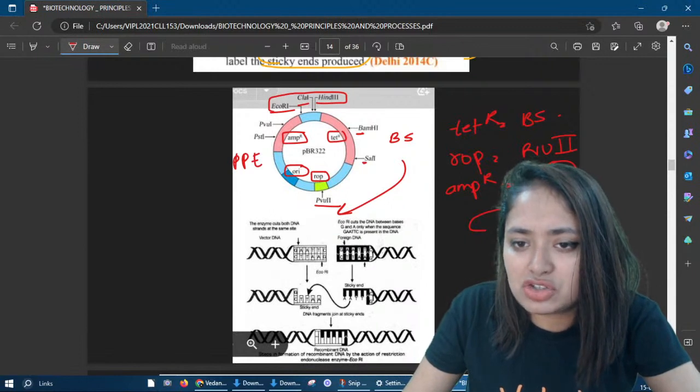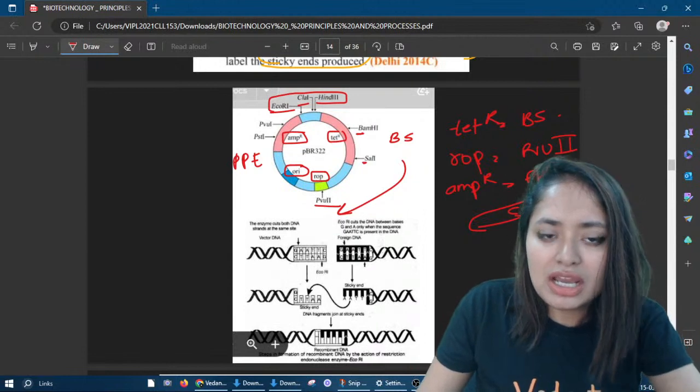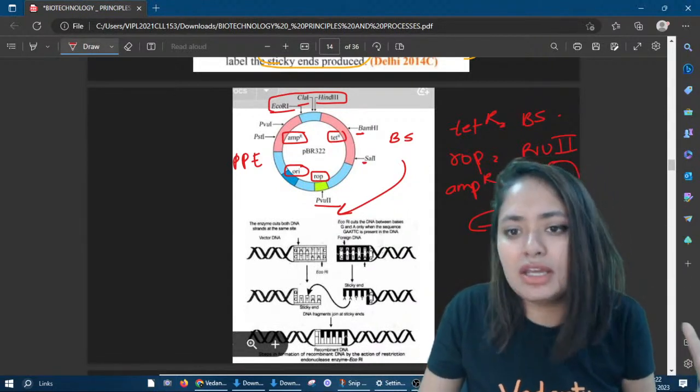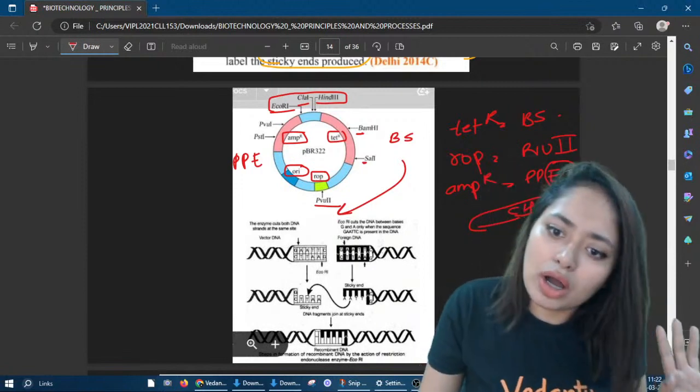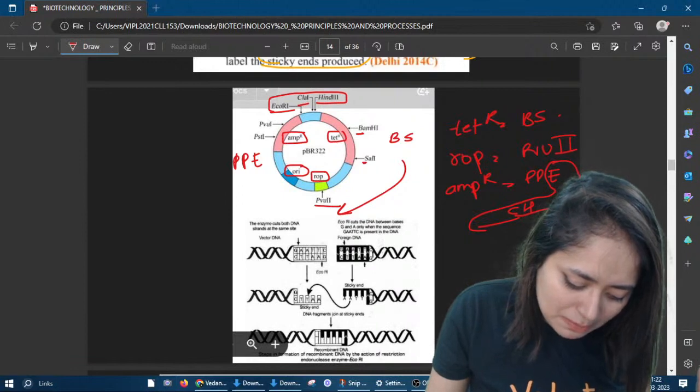EcoR1, CH, ClaI or HindIII. Very simple all this is, my dear children. One glance you take at the picture, and you will be easily done. Do not study a mnemonic last minute. Everybody is very clear about what we have done, my dear children? Okay? Perfect? Okay?